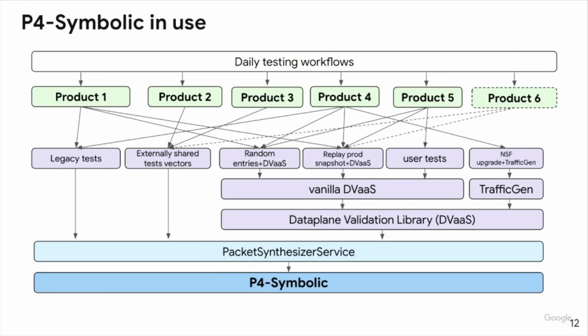And since 2020, P4 symbolic has been the main way, and sometimes the only way, that we do data plane forwarding behavior validation for our switches and switch infrastructure products. So there are tens or even hundreds of tests running daily in Google that test the hardware, and under the hood they call P4 symbolic to generate these test packets.